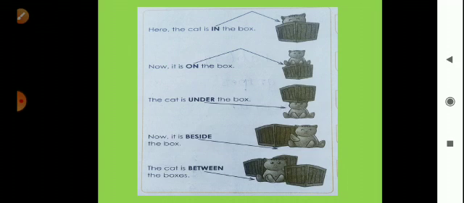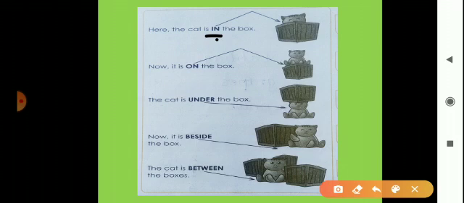Okay. Now we will see that. Here the cat is in the box. Now look here, the cat is in the box. So in is a position word because it shows the position of the cat. It shows where the cat is. In the box. So in is a position word. Now the cat is on the box. Where is it? On the box. So on is a position word.